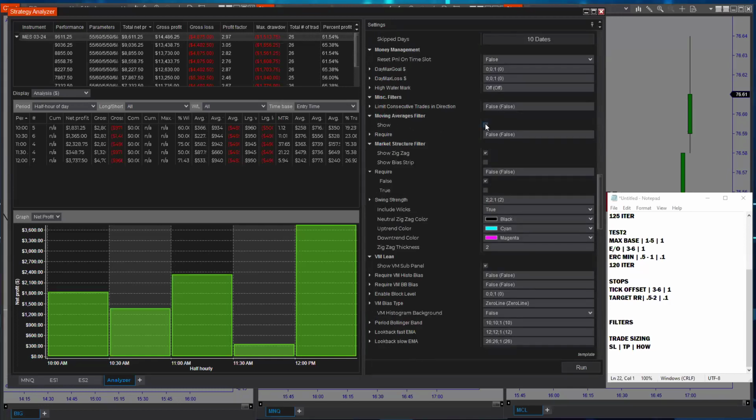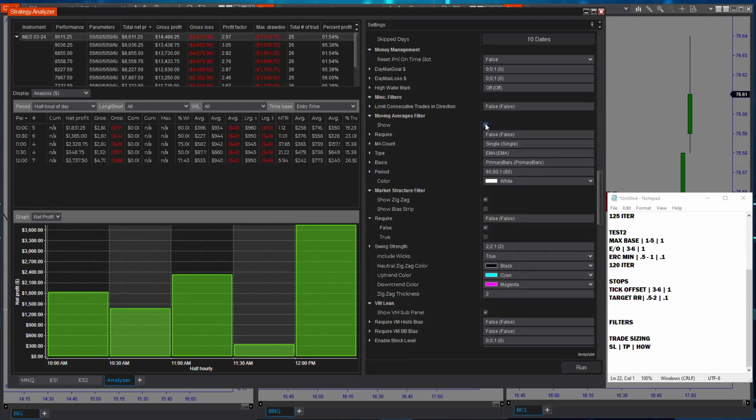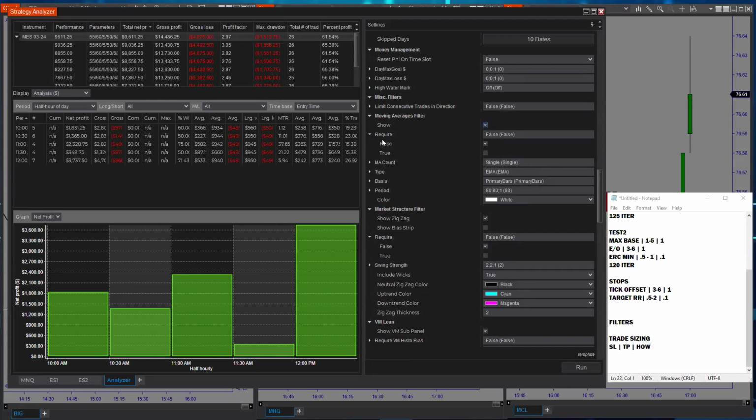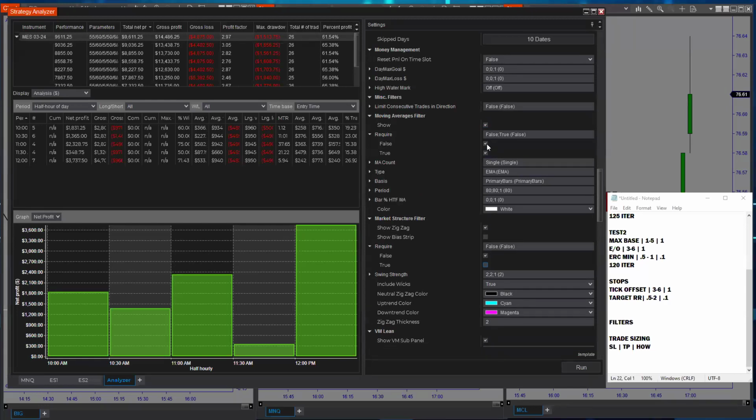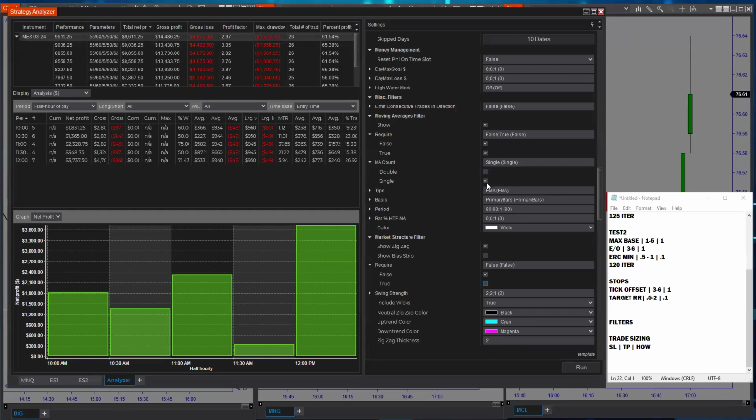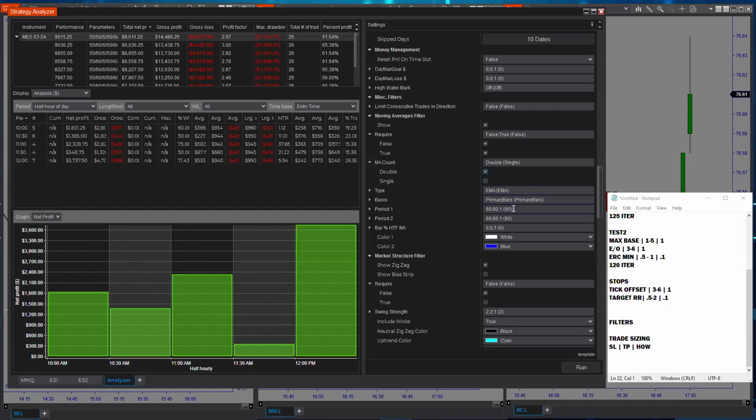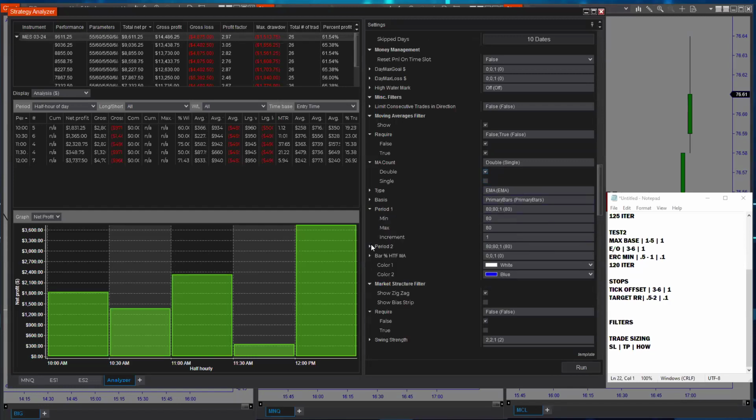So we're going to go to moving average and structure. And I want to just test these 2 and see what happens with it. Okay. So I'm going to go true or false on both of them. This is going to be set to double. Double EMAs, primary bars. Cool. I'm going to change these settings to 9.